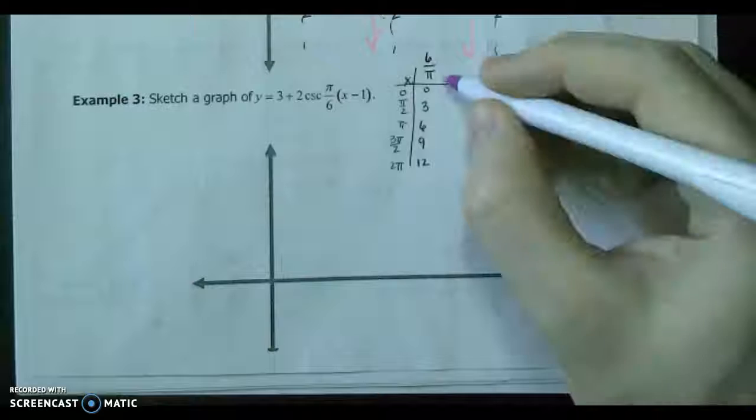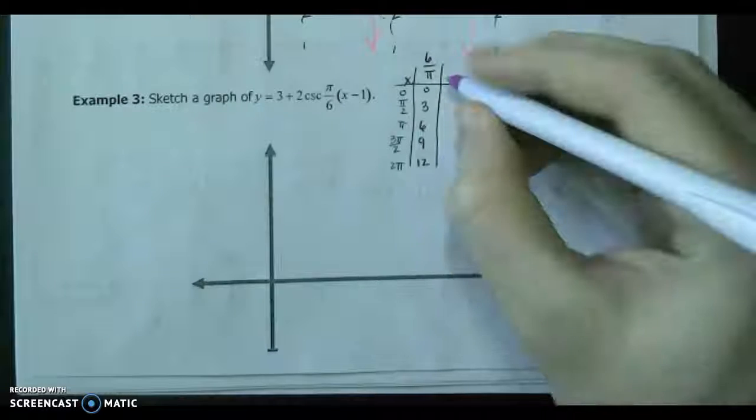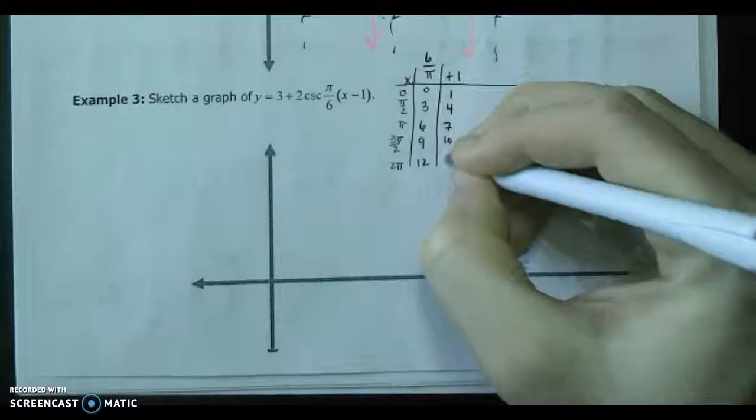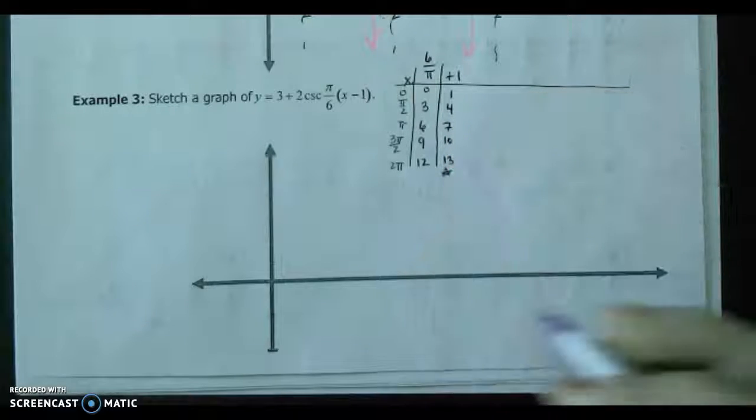Then we're going to take the minus 1 and add 1 to all of those. So 1, 4, 7, 10, 13, and those are the x values we're going to graph.